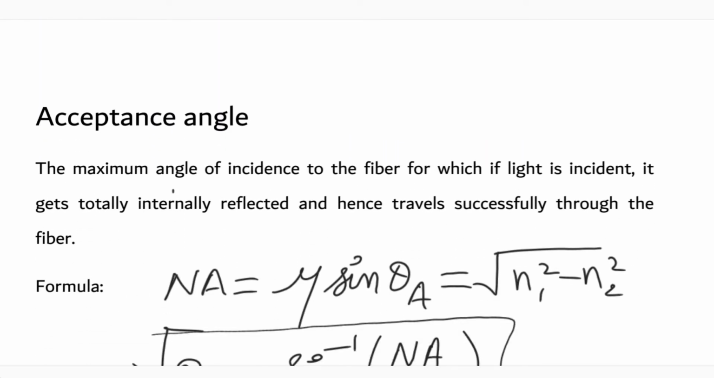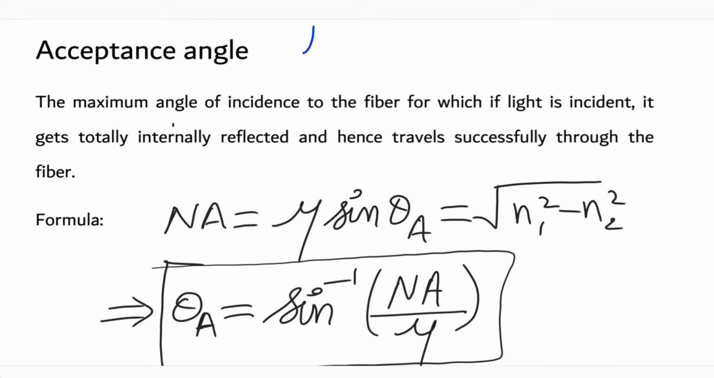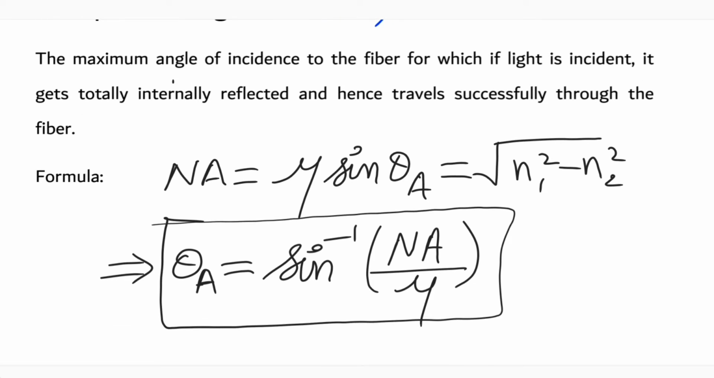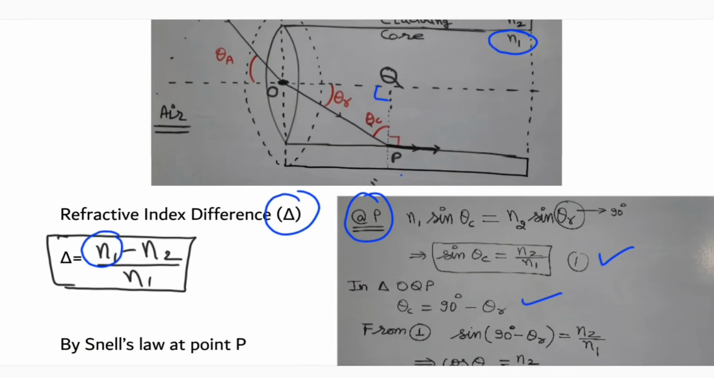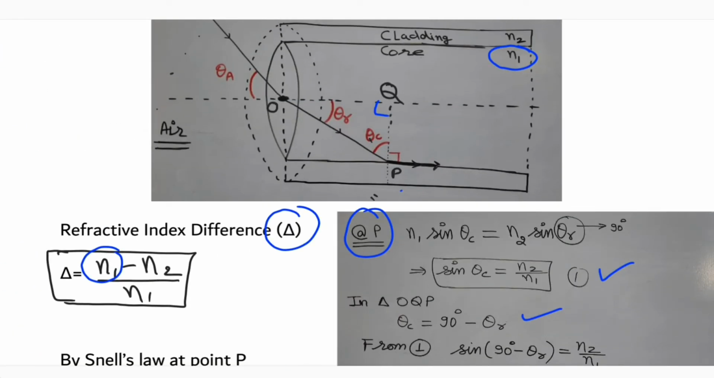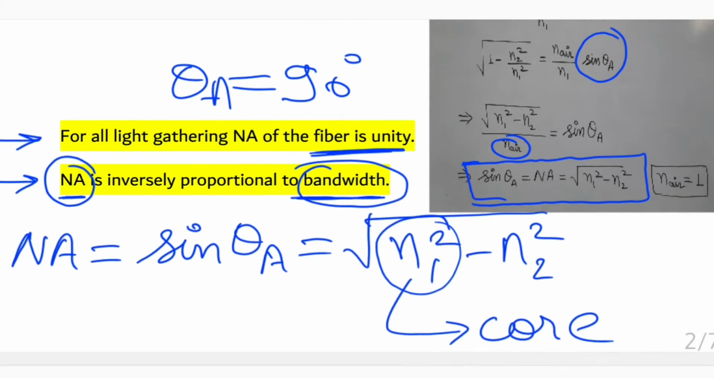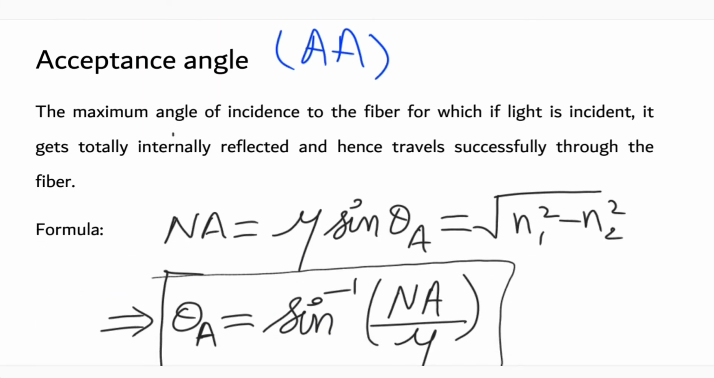Okay, so the next important point is acceptance angle. You can call it AA as well. Here is the definition of the acceptance angle: the maximum angle of incidence on the optical fiber for which the light that is incident gets totally reflected and hence travels successfully through the fiber. For this total internal reflection to occur, there is no light going to the cladding part and all light is getting reflected from the core cladding interface. So that is the acceptance angle, and it is a maximum angle for which we observe total internal reflection.